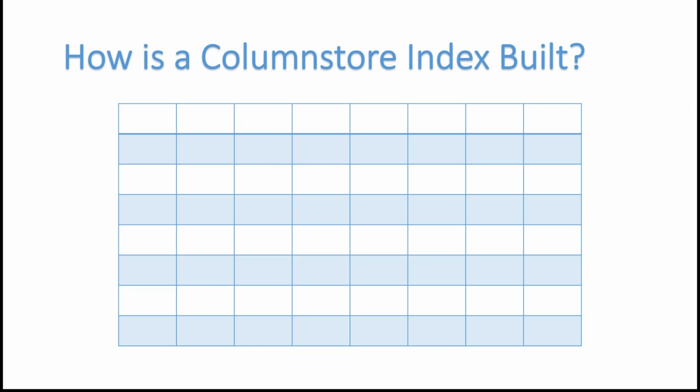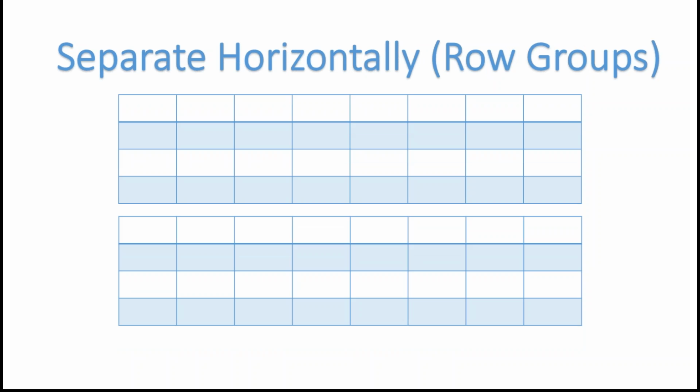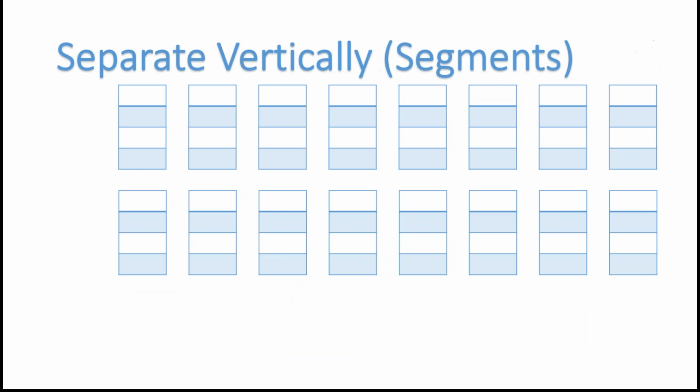So how is the columnstore index built? Let's say we have a table. We start with separating the table into row groups. Each row group, as we said, will be 1 million rows. So we first split it into row groups of 1 million rows, and we then split the row groups into segments. As we said, each segment holds data of 1 million values of a certain column, and then we compress.